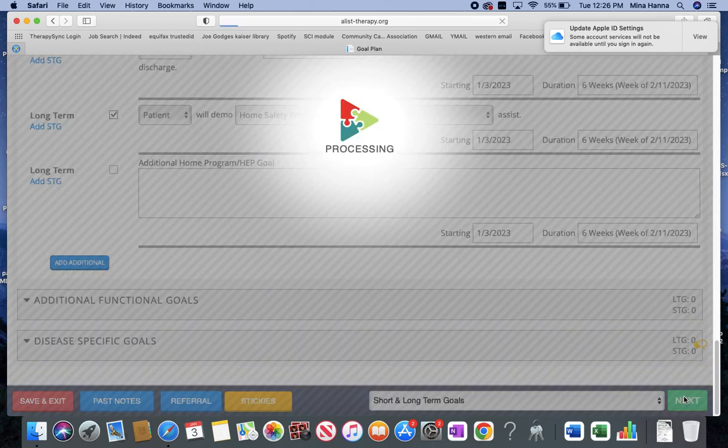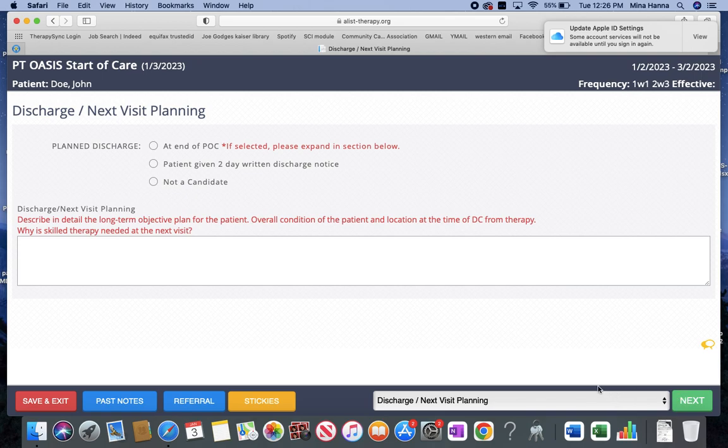Now, you can write specific goals if you wanted to at the additional, where you can put something like range of motion will improve from 0 to 110 degrees. Whatever you want, you can write. But for this example, I just want to put something. Here's to say discharge planning.